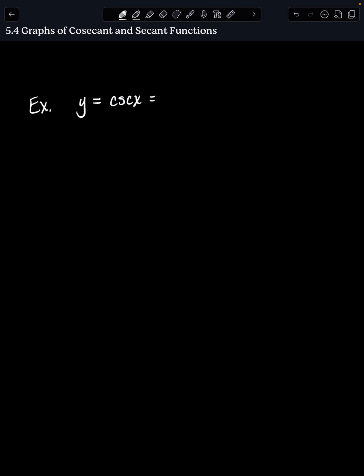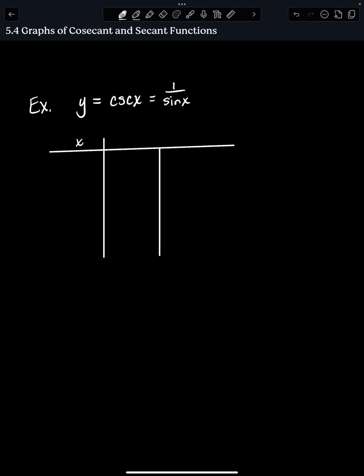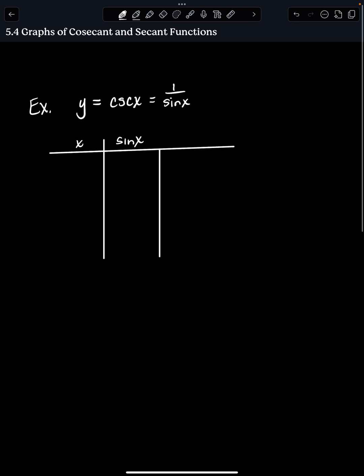And we remember that cosecant of x is a reciprocal of sine. So cosecant of x is the same thing as 1 over sine of x. So if I set up my values here and look at my parent sine function, I've got x and then I've got the sine of x. We're going to use our values 0, 90, 180, 270, 360. So there are my 5 points. And I know that the parent graph for sine is 0, 1, 0, negative 1, 0.